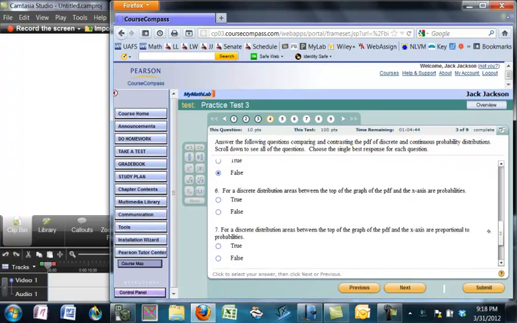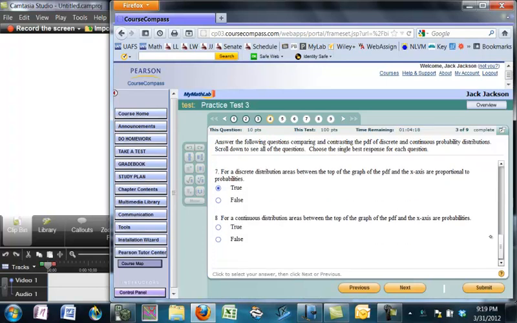For a discrete distribution, areas between the top of the graph of the PDF and the x-axis are probabilities. That's not necessarily true. If the bars all have width 1, then that might be true, but otherwise it could be false. For a discrete distribution, areas between the top of the graph of the PDF and the x-axis are proportional to probabilities. That is true. You need to divide out by the width, assuming they all have the same width. For a continuous distribution, areas between the top of the graph of the PDF and the x-axis are probabilities. That is true for the continuous case.